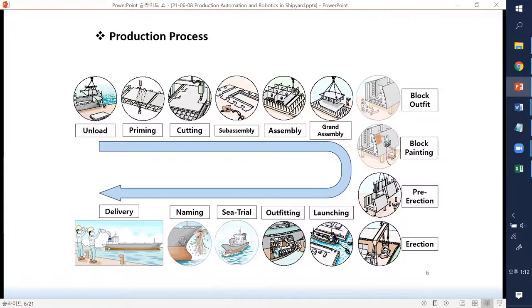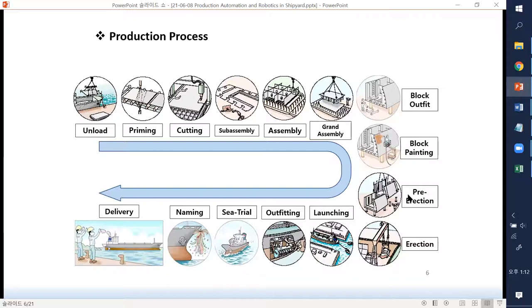And then another painting. Now here is a painting rather than priming. Painting is the real color, which will be shown on the completed ship. The painting process also takes time, and it's not easy because of the chemicals. Okay. And then pre-erection, in old days, this job was done inside the dry dock, where you see the erection process. The ship is built inside the dry dock, a large swimming pool like this. We call this the dry dock.